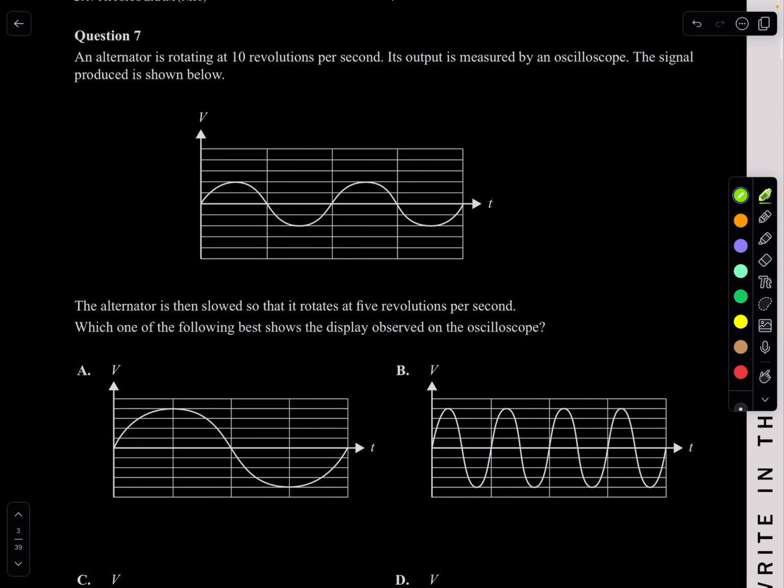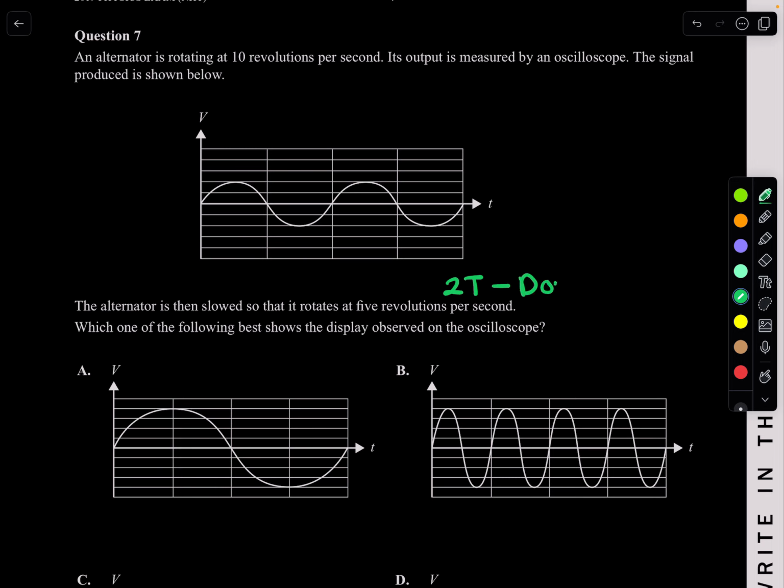Question 7. Have a look at this. So let me just use a different color. An alternator is rotating at 12 revolutions per second. Its output is measured by the oscilloscope. The signal produced is shown below. The alternator is then slowed so that it rotates at 5 revolutions per second. So what we've done is we've slowed it down. Hence, we've pretty much doubled the time it takes for a cycle. So we doubled the time it takes for a cycle, meaning that we've doubled the period.